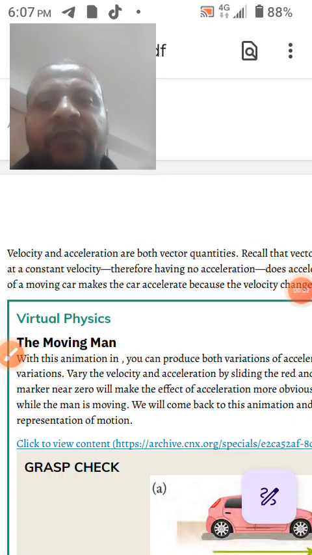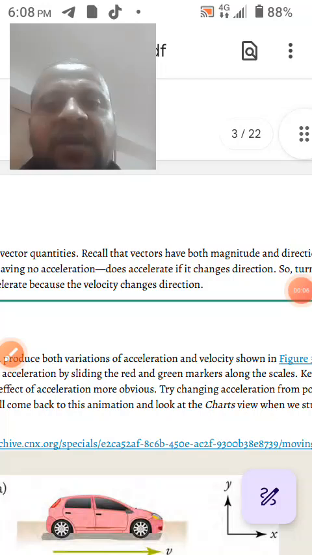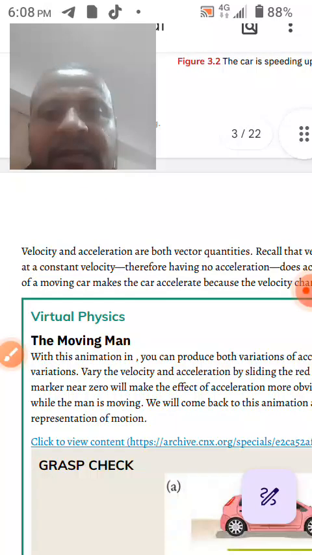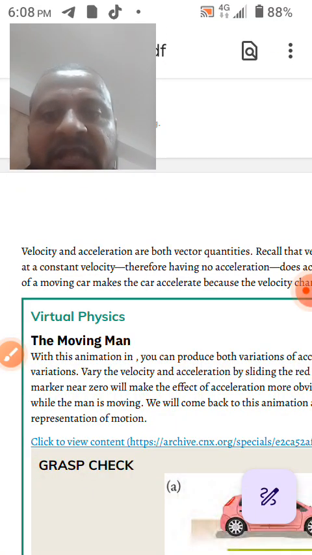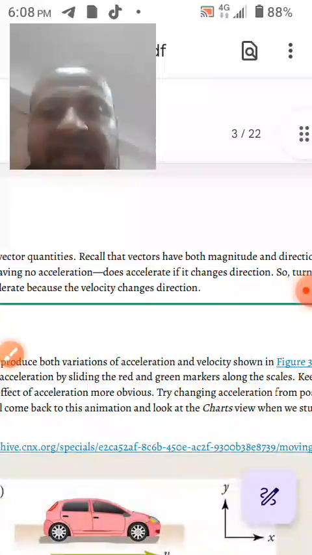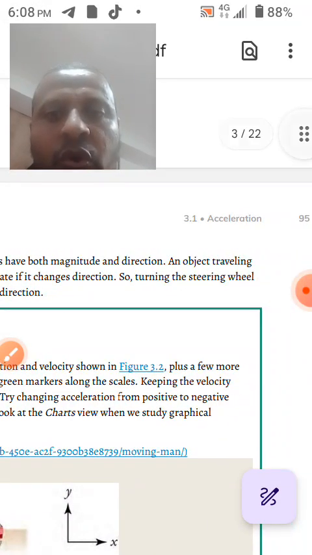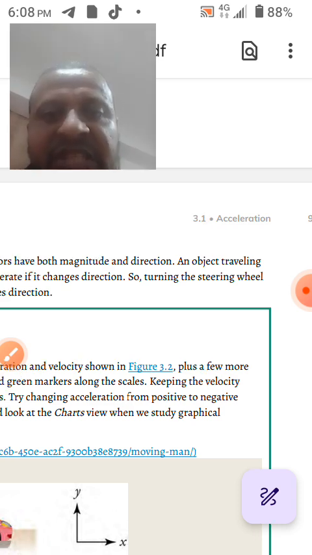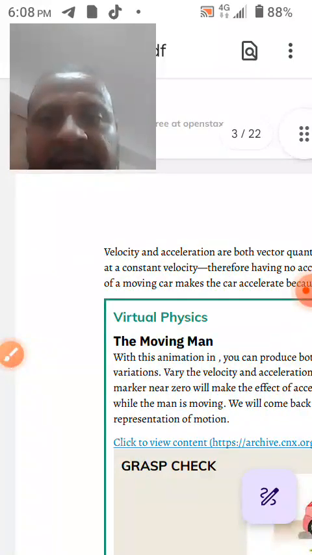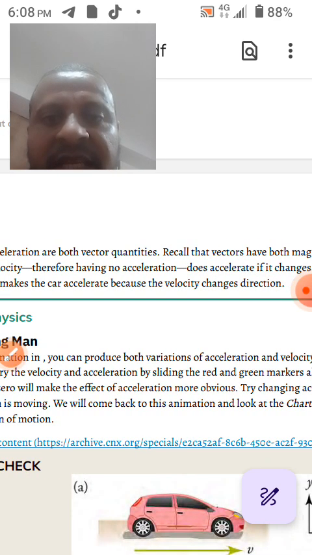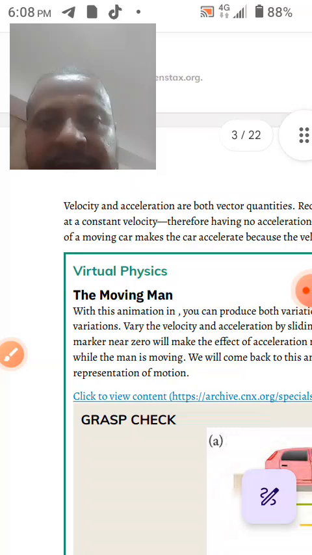Good evening again. Velocity and acceleration are both vector quantities. Recall that vectors have both magnitude and direction. An object traveling at a constant velocity, therefore having no acceleration, does accelerate if it changes its direction. So turning the steering wheel of a moving car makes the car accelerate because the velocity changes direction.